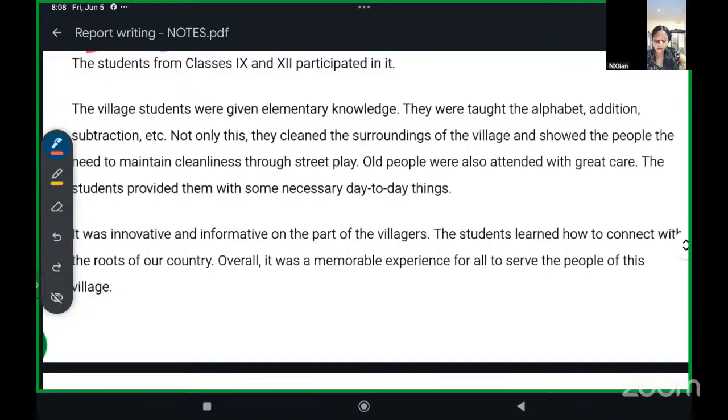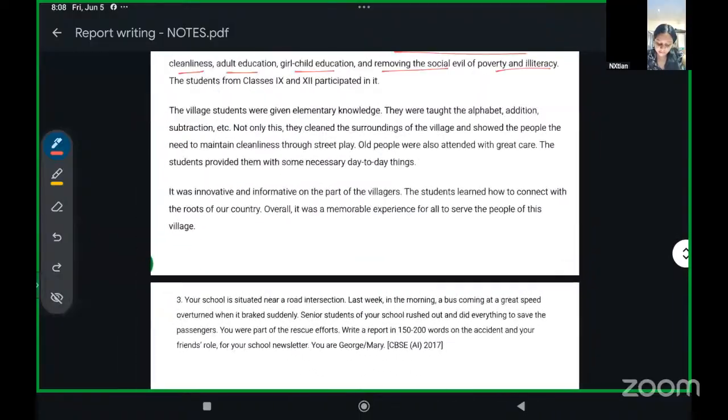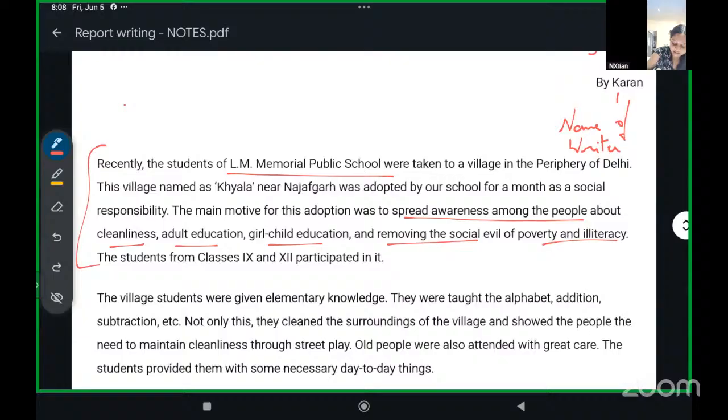Now the village students were given. Okay, so this is your introductory paragraph. This is your introduction. Okay, it's telling what happened, and why. Why did they adopt it? They adopted it and why.